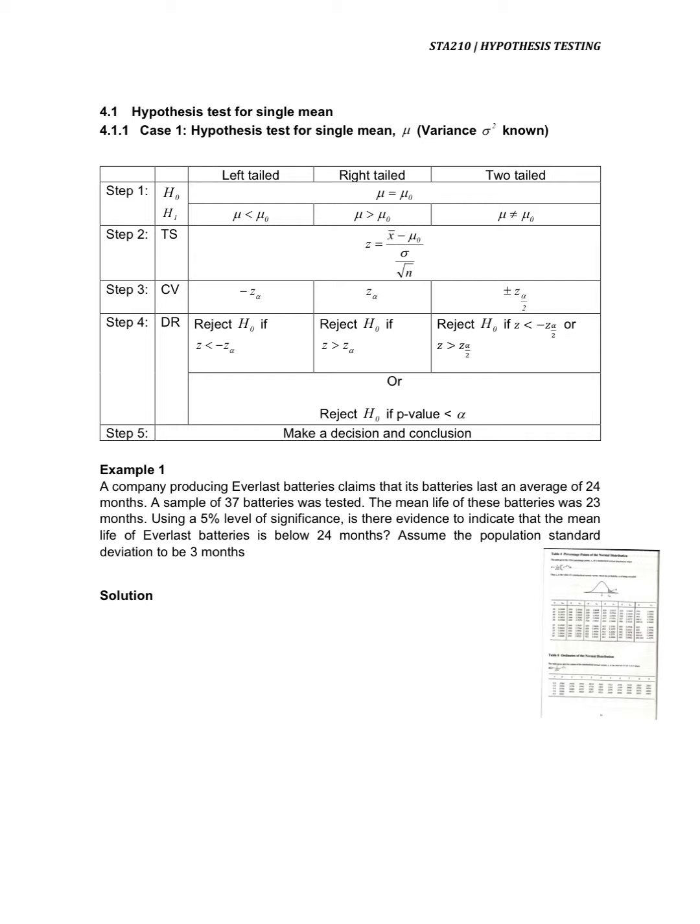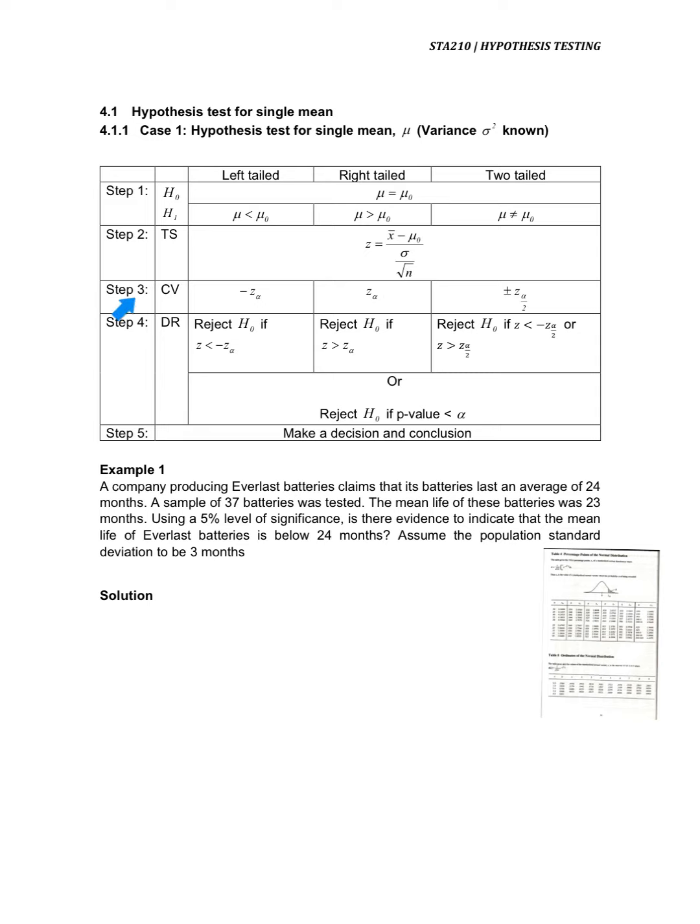Step number 2 is the test statistic. What kind of test are we going to use here? We will use the Z test. Why do we use the Z test? Because we know the variance of the population or the standard deviation of the population. That's why we use Z. The formula for Z is equal to x bar minus mu naught over sigma over square root n. Mu naught here depends on your statement. You will have the values of x bar, sigma, and the sample size in the question.